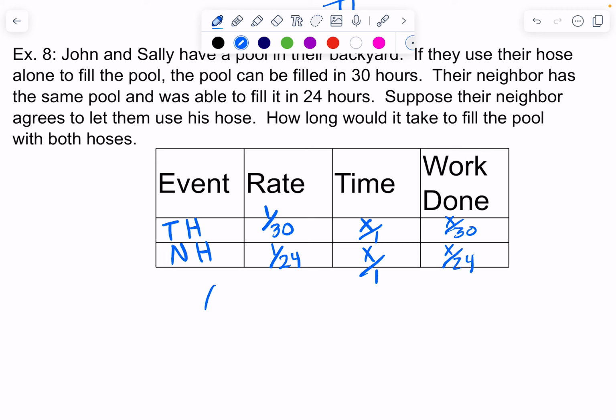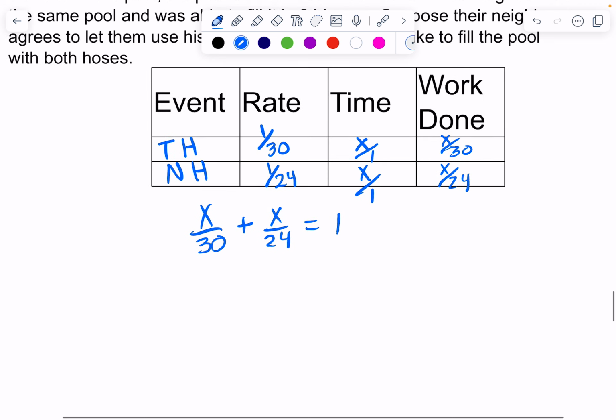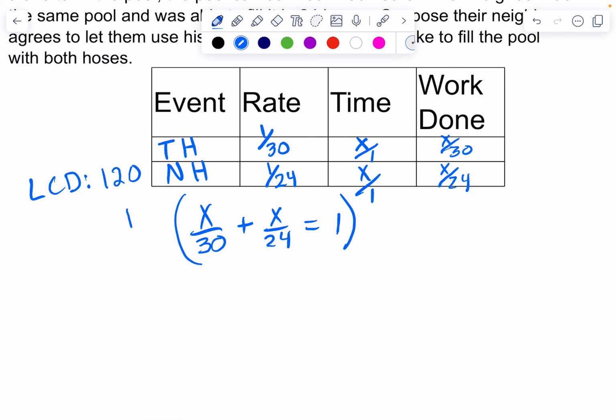So the work done by their hose plus the work done by the neighbor's hose, X over 24, will equal 1 hour of work. So let's solve for X. Well, in this particular case, my LCD here is going to be 120. That's the common denominator between 30 and 24. So I'm going to go ahead and literally multiply 120 to every single term.